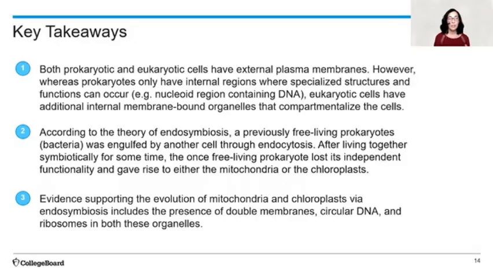According to the theory of endosymbiosis, a previously free-living prokaryote was engulfed by another cell through endocytosis, and after living together symbiotically for some time, the once free-living prokaryote lost its independent functionality and gave rise to either the mitochondria or the chloroplast. And there's several pieces of evidence supporting this claim, such as the presence of double membranes in both mitochondria and chloroplast, circular DNA in both those cell parts, and ribosomes as well in both the mitochondria and the chloroplast.